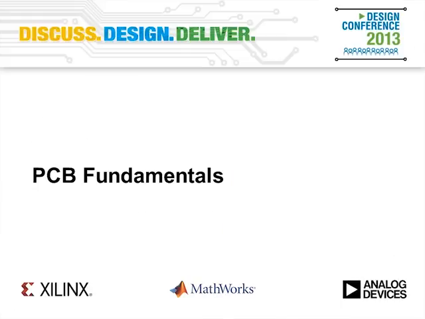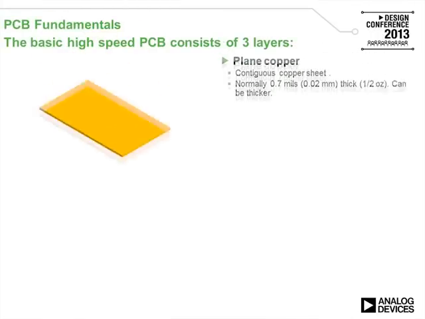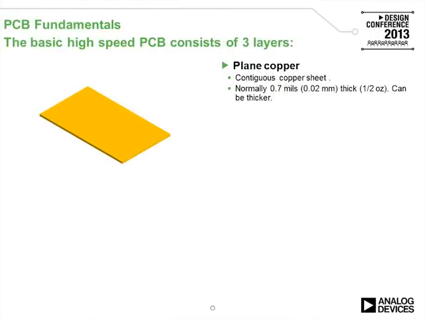Let's go to PCB fundamentals. The basic PCB consists of 3 layers. Here is a copper plane, and it's a contiguous copper sheet, normally 0.7 mils, or if you like 0.02 millimeter thick, or half an ounce. It can be thicker, depending on the design.